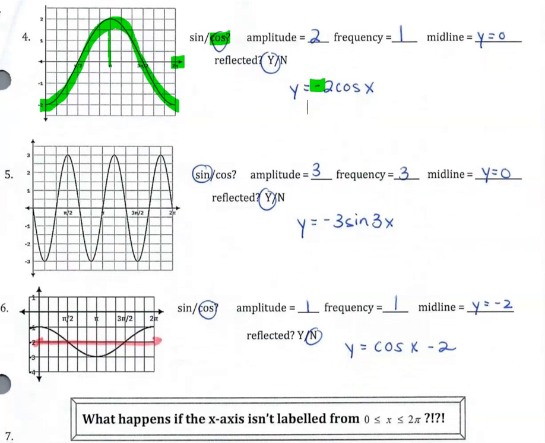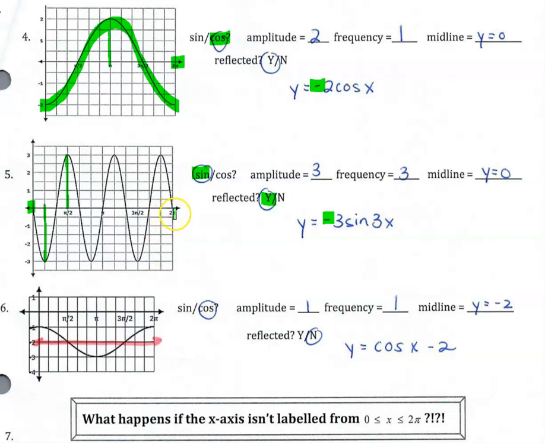First impression, sine or cosine? Well, here's your maximum, here's your minimum, so here's your midline. From there, we're starting on the midline, which is why I would say it's a sine curve. I'm also noticing it's going down first, so there's a reflection, so there's going to be a negative in my answer. Amplitude is 3, that's my distance from my midline of 0.